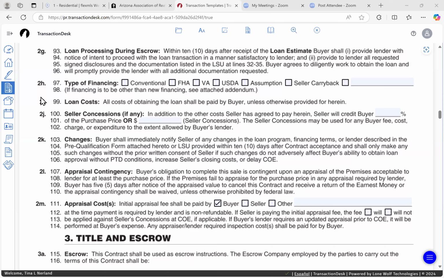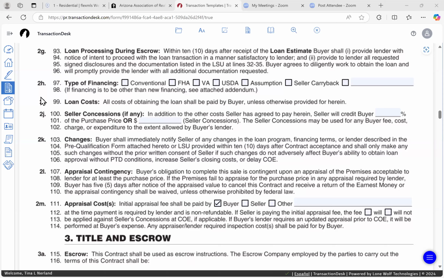The appraisal cost is negotiable, believe it or not. Usually the buyer pays for it, but you could ask the seller to pay for it. You could also ask for it to be split. If you ask the seller to pay for it and they agree, at the time of payment, it is required by the lender and is non-refundable.